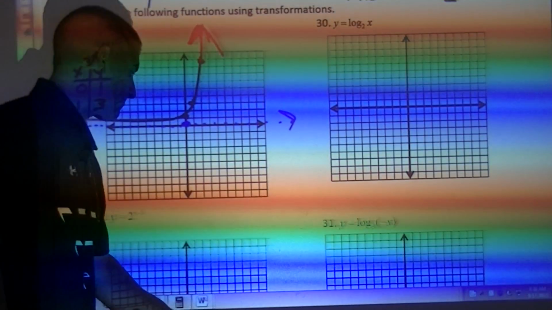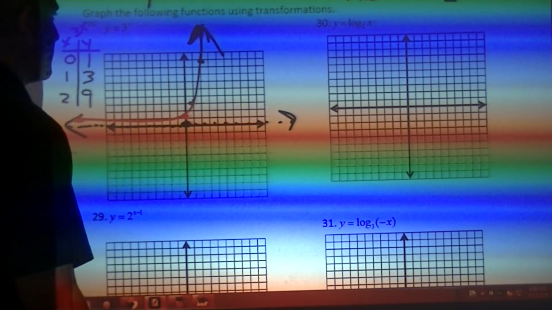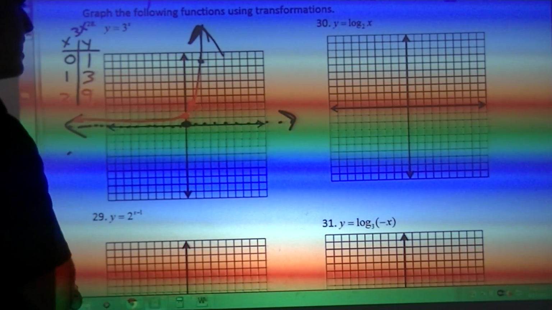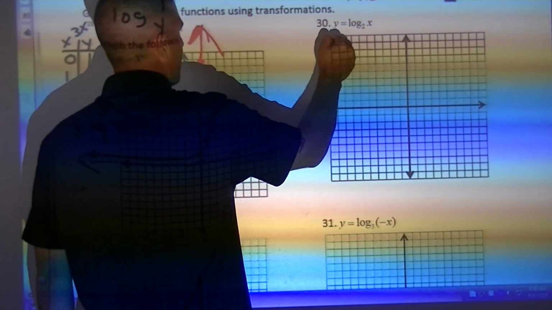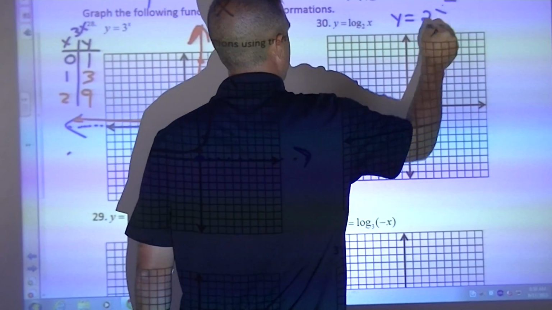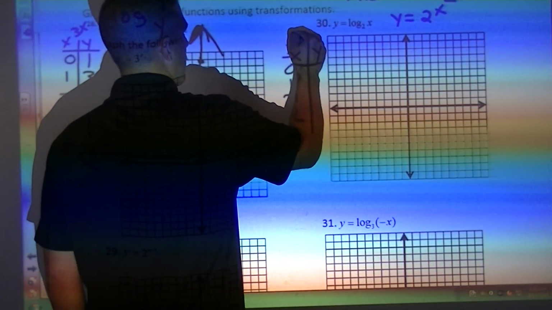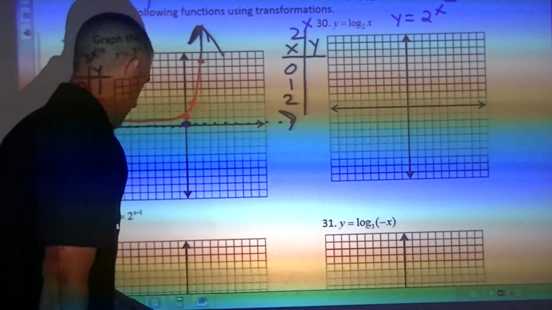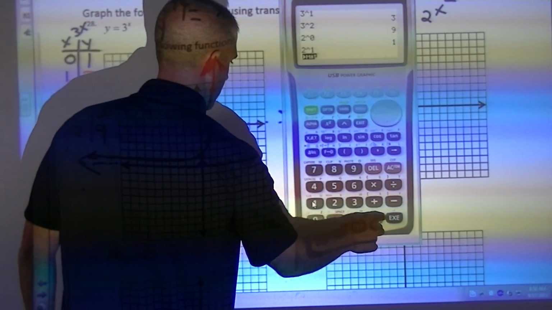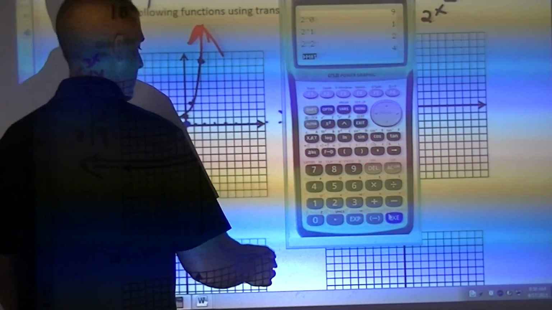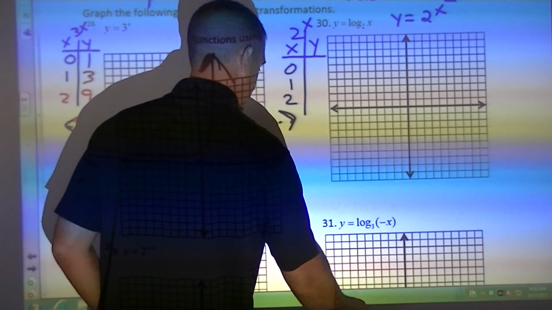Now, what you have to look at is what's the base here? The base here is 2. Now, what I want to graph is I actually want to get the points for that: x values 0, 1, and 2, for 2 to the x. That would be 2 to the 0, 2 to the first, 2 squared. So that's 1, 2, and 4.